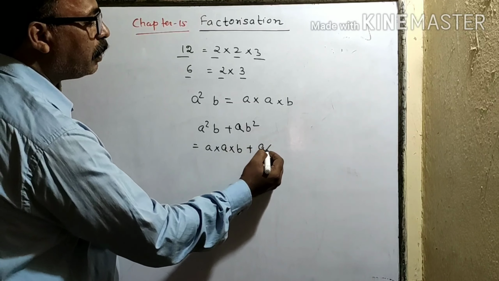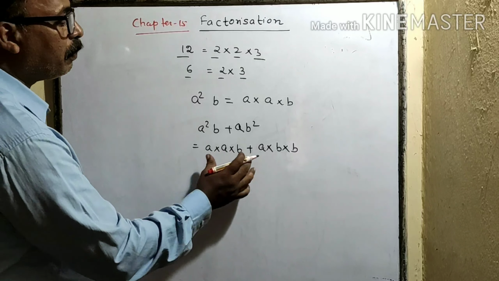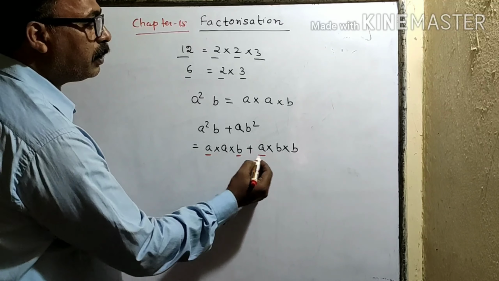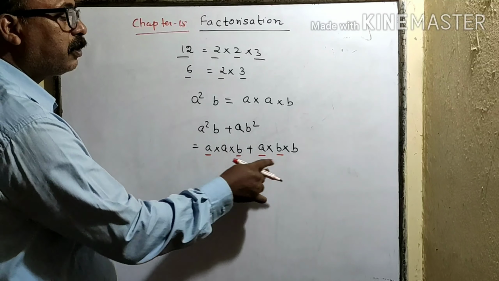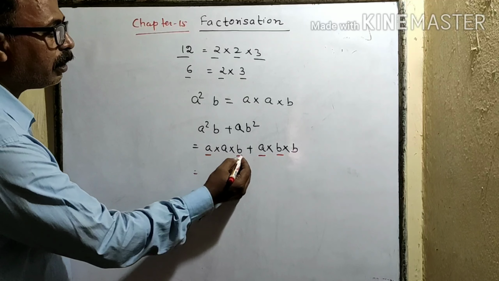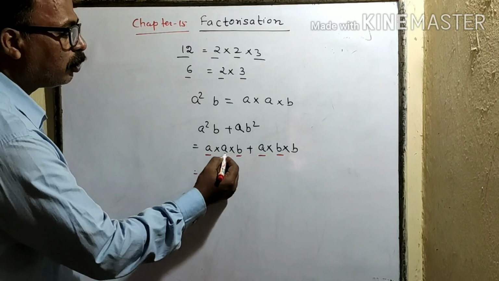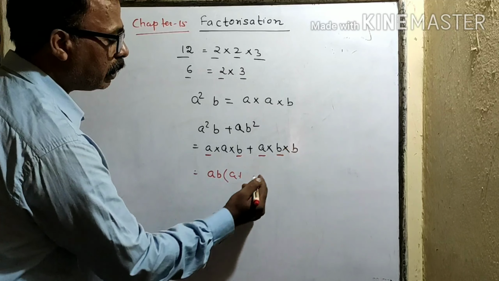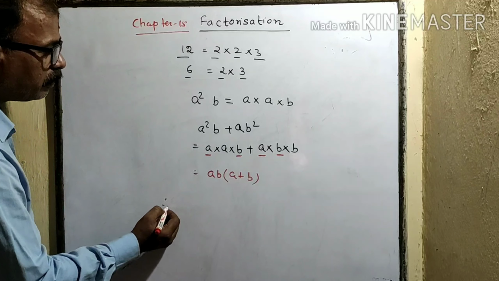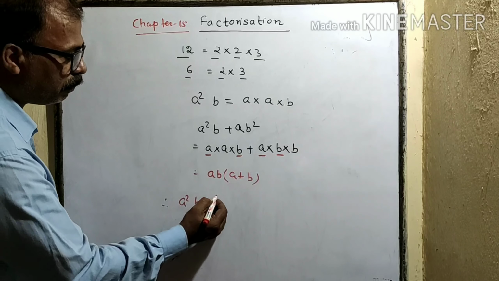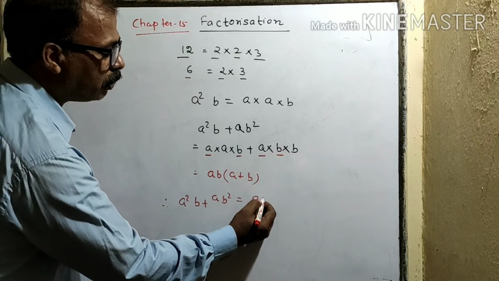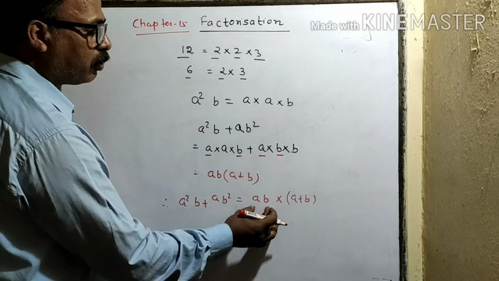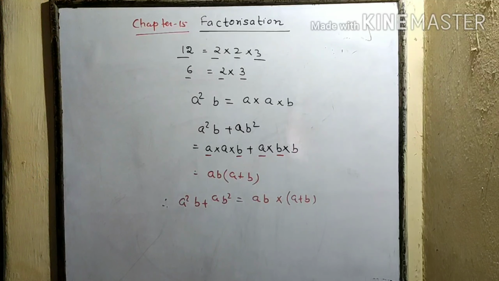While doing factorization, we'll see what is common among these terms. So a is here, b is here, b is here. Next, a is not here. So we'll take a and b as common. So a and b is taken common. What is left? A. And when a and b is taken, what is left? B. Hence we will say a square b plus ab square is equal to ab into a plus b. So it has been factorized to ab into a plus b.